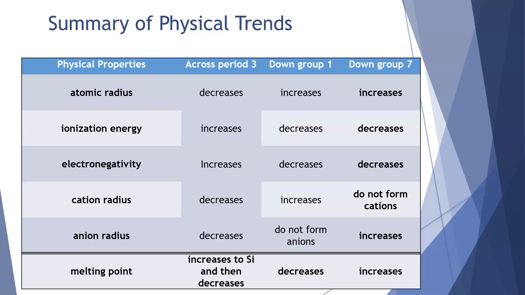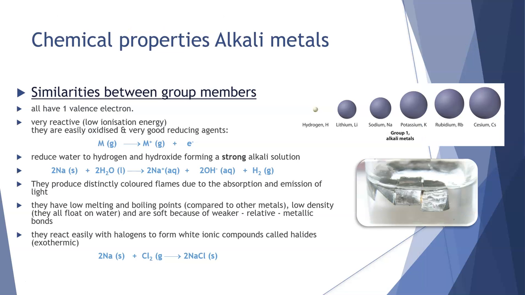So this is going back to our physical trends. So our atomic radius, ionization energy, electronegativity, cation and anion radius, and melting point are summarized in this table. So looking at our chemical properties, the similarities between group members arise because of their similar electron configurations. Because they all have the same number of valence electrons, and valence electrons determine chemical reactivity, it's our electron configurations that are critical when talking about these properties.